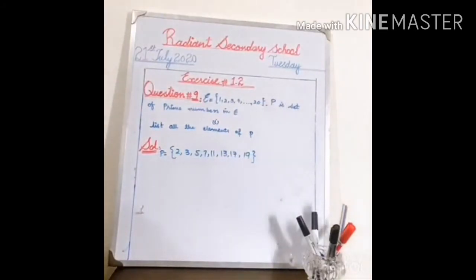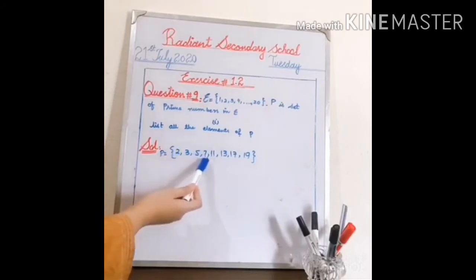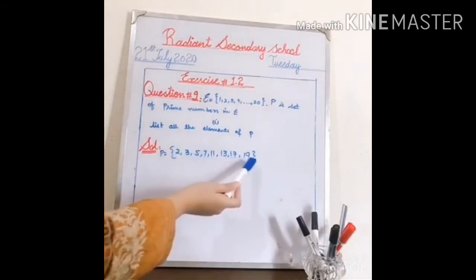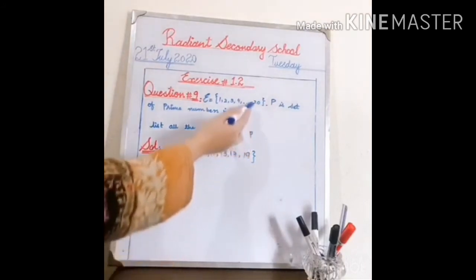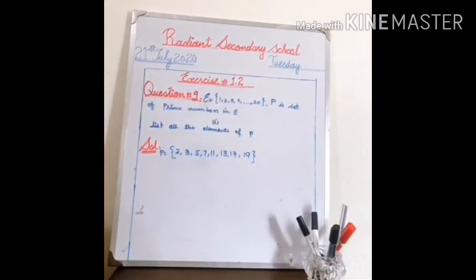These are those numbers which come in their own table but they do not come in any other table. For example, 2 comes in its own table but 2 is not present in any other table. So prime numbers are 2, 3, 5, 7, 11, 13, 17 and 19. So these are the prime numbers which belong to this set E. E is the universal set.